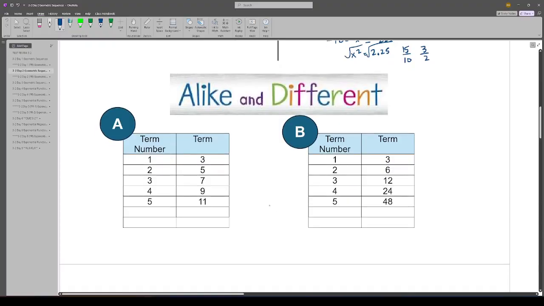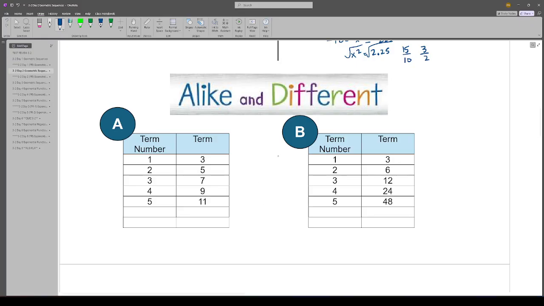Okay, so we just did some comparison. We saw some geometric sequences and some arithmetic sequences. This alike and different is about comparing those yet again. So here we can see that each step we're adding 2. And then here we can see that at each step we're multiplying by 2. So times 2 times 2.